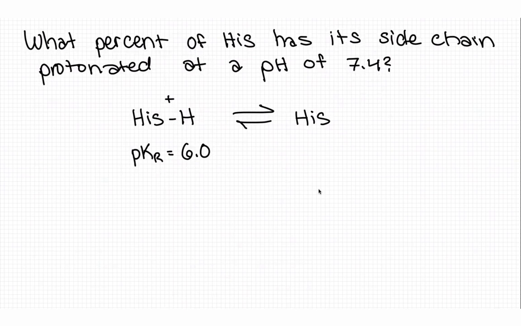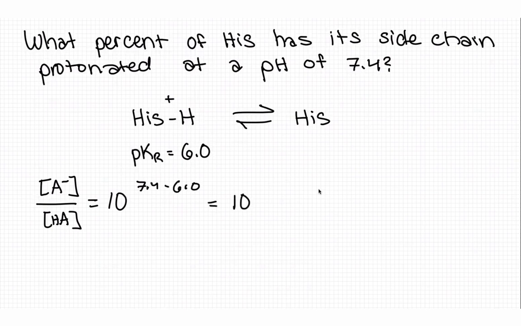Well, we can figure out the molar ratio pretty easily. Remember that we can figure out that molar ratio, our A minus to our HA, by taking 10 to the power of our pH minus our pKa. So in this case, we're going to have 7.4 minus 6.0. That's going to equal 10 to the 1.4, which gives us an answer of 25.1. Okay, so this is our molar ratio. It's telling us we have 25.1 parts that are deprotonated per part that is protonated. Our question is asking us about the parts that are protonated, but it's asking for a percent. So we need to do a couple of things.